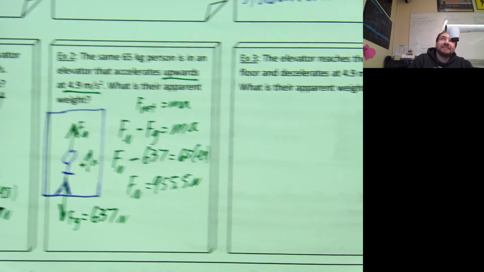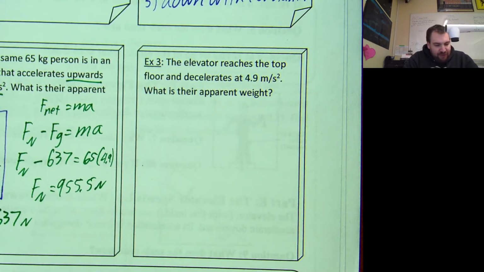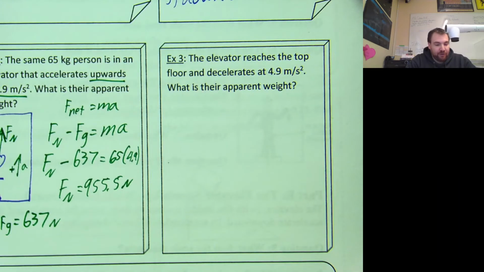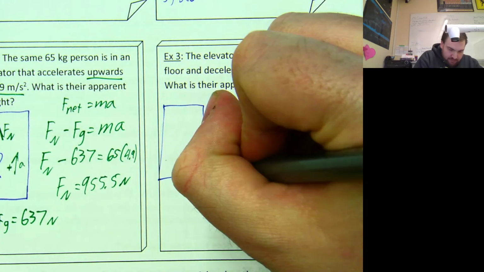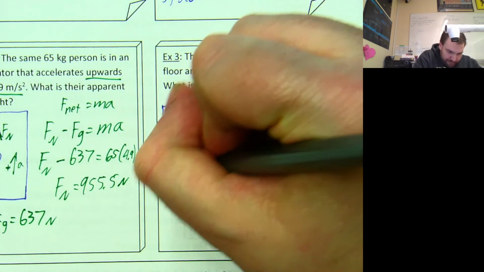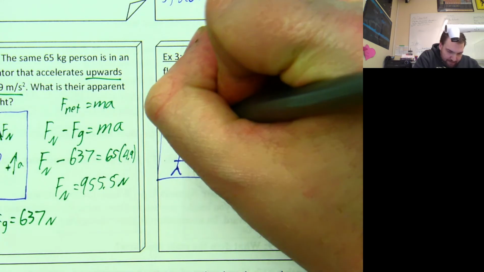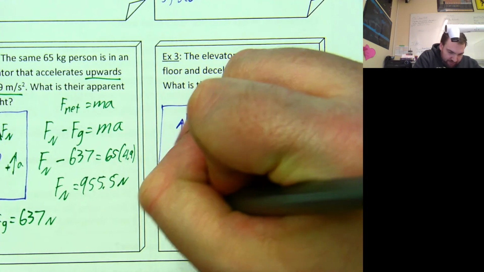Okay, last one. Well, second last one. The elevator reaches the top and decelerates at 4.9 meters per second squared. What is the apparent weight? So we're going to draw it again. Now we've got a person in the elevator. Fn is still up. Fg is still down.